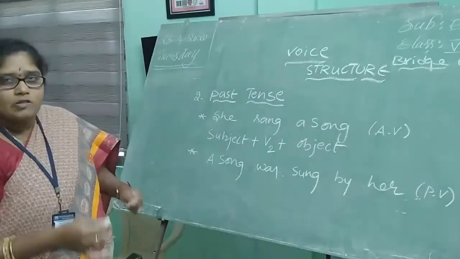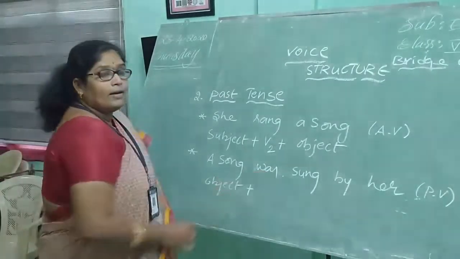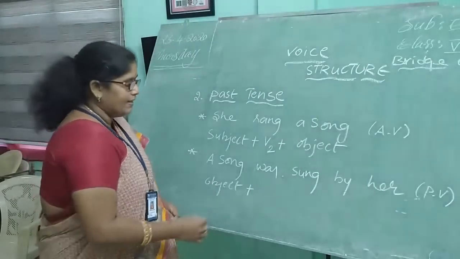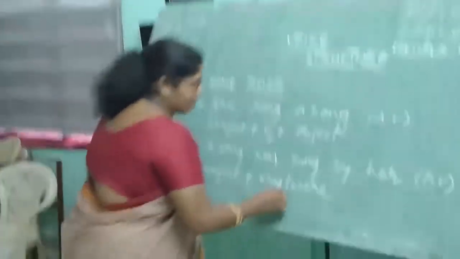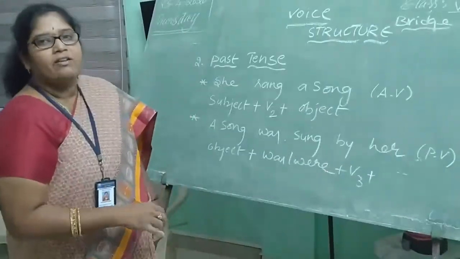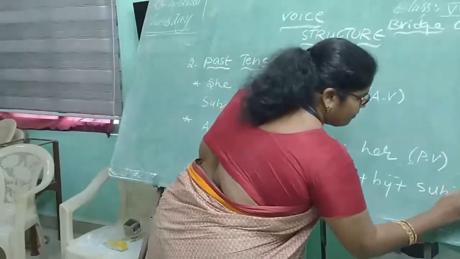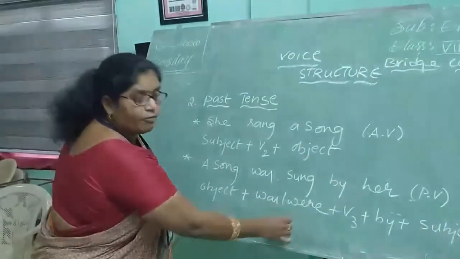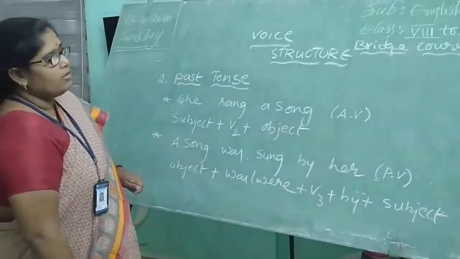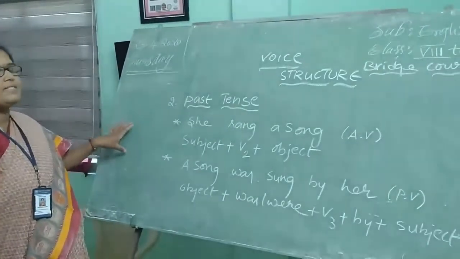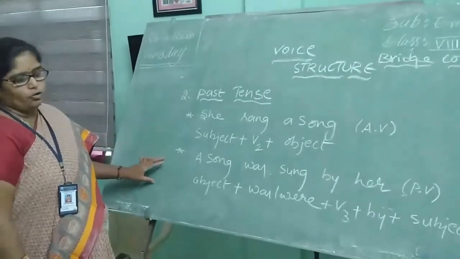Now let us write the structure for this. Object plus helping verbs for past tense, as I said, was and were. Both should be written in the structure, children. Was or were plus V3 plus preposition by plus subject. So in this way we have changed a past tense sentence from active voice to passive voice, and we have added the structure too, children.